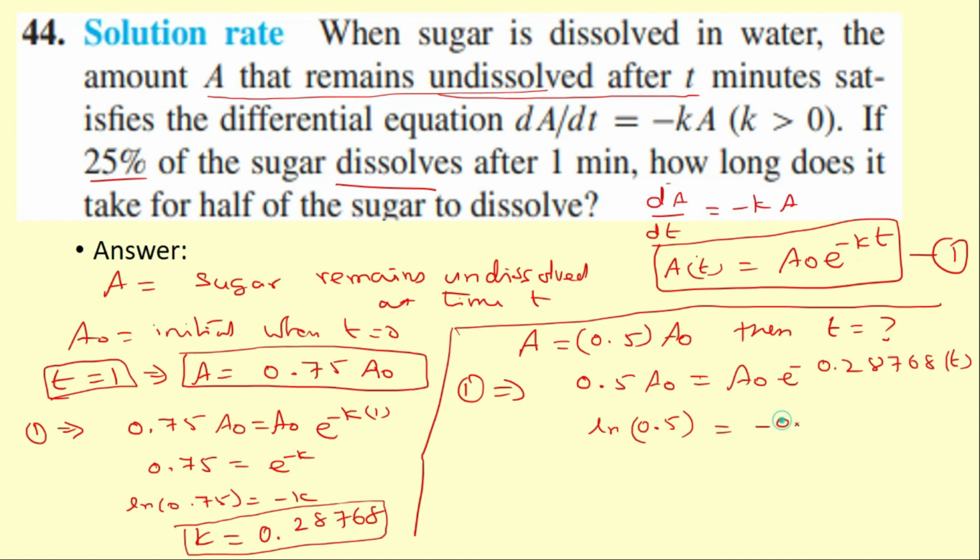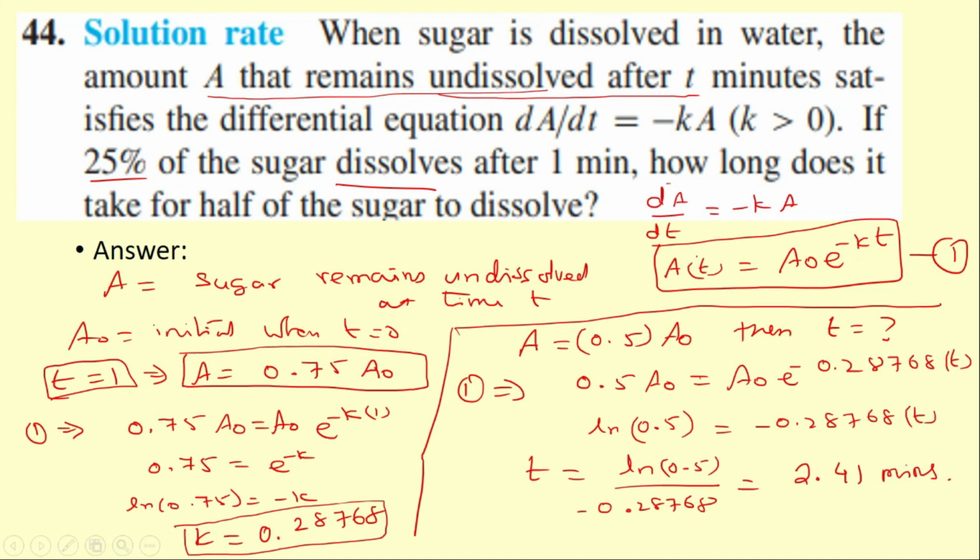It will be minus 0.28768 times t. So t is ln 0.5 over negative 0.28768, which is approximately 2.41 minutes. So if you want to get half the sugar dissolved or remains undissolved, the time it takes is 2.41 minutes. That's the end of the problem number 44.